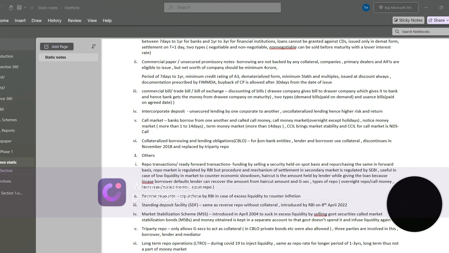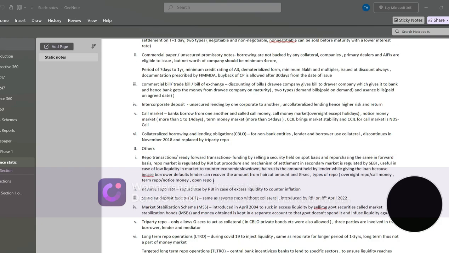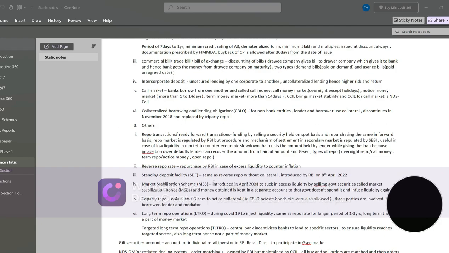Now, last is collateralized borrowing and lending obligations, CBLO. These are for non-bank entities, and lender and borrower use collateral, and this was actually discontinued in 2018, and it was replaced by tri-party repo. So basically, there were six kinds: certificate of deposit, commercial paper, commercial bill, intercorporate deposit, call market, CBLO. Okay. Yes.